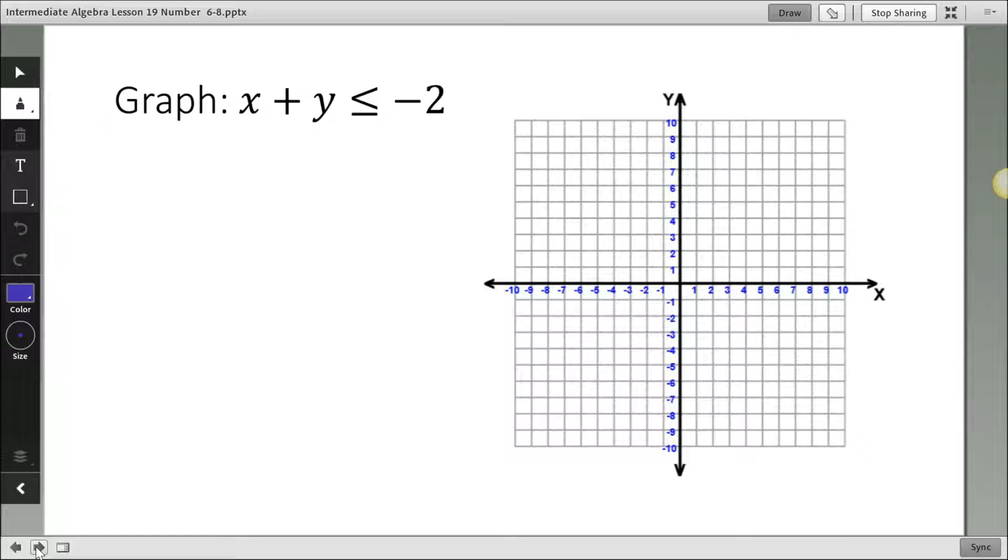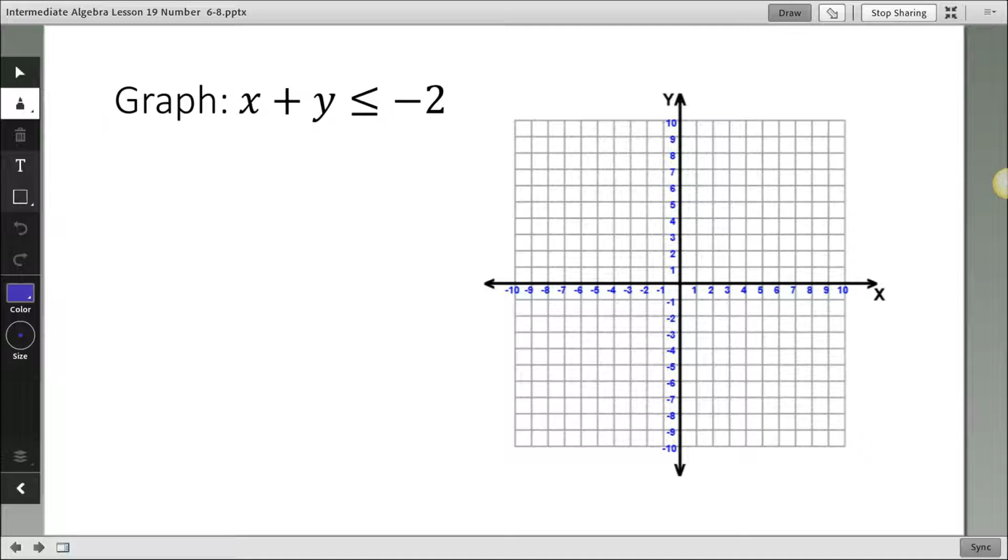So here is our first example. This is x plus y less than or equal to -2. Now, you've got some options. If you want to change this to slope-intercept form, that's great. I wouldn't suggest it, but you can do that. What I'm going to do is use a little technique that we taught you in an earlier lesson about finding the x and y intercepts.